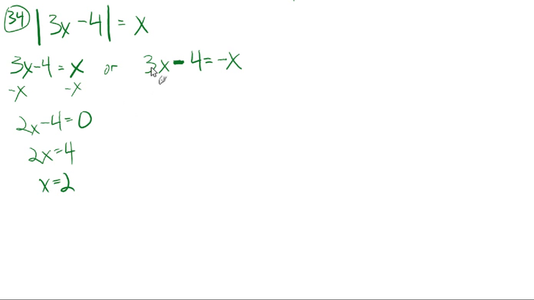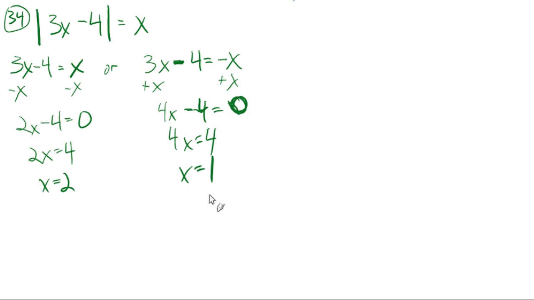Okay, but again, if whatever happens over here happens to turn out to be equal to negative x, then we'll have a negative x in here, and the absolute value of a negative x is going to be positive x. So we'll solve. We'll add x to both sides. We get 4x minus 4 equals 0. And 4x equals 4, x equals 1. So 1 and 2. That's great.